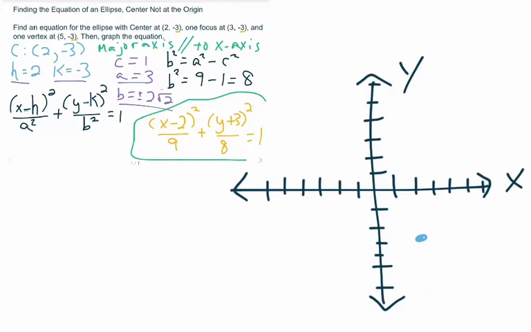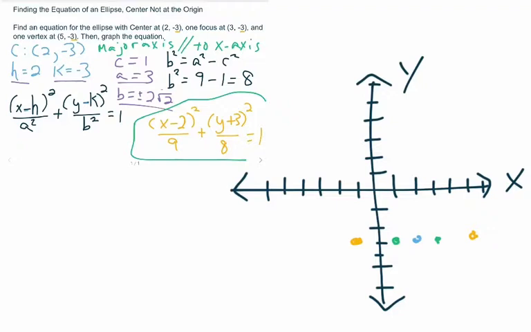We have our center at (2, -3). Our foci are at (1, -3) and (3, -3), since c is equal to 1. Our vertices are at (5, -3) and (-1, -3), since a is equal to 3.